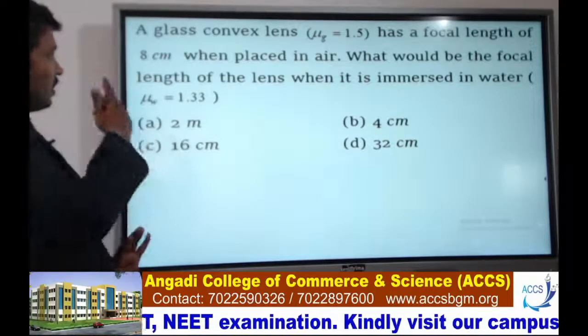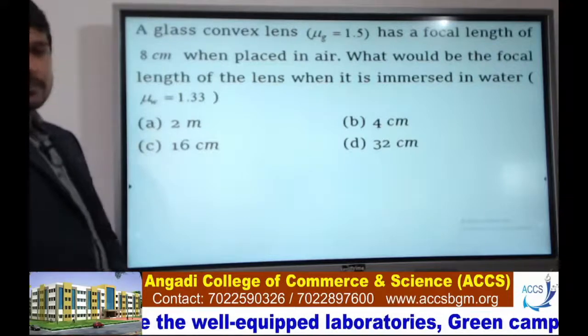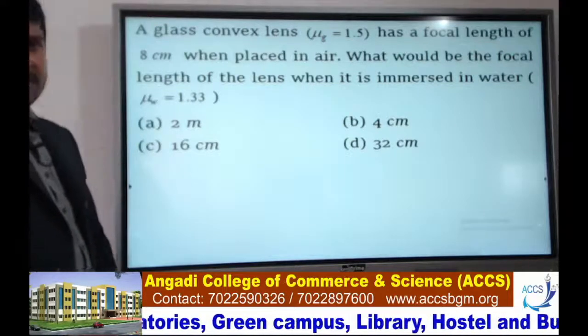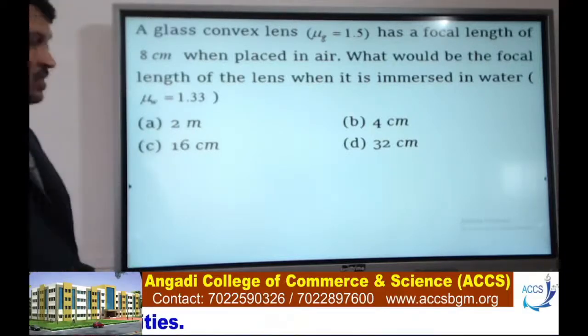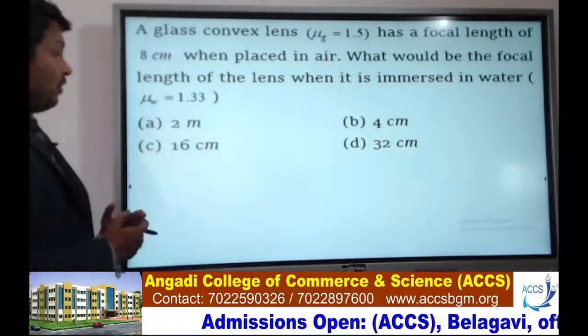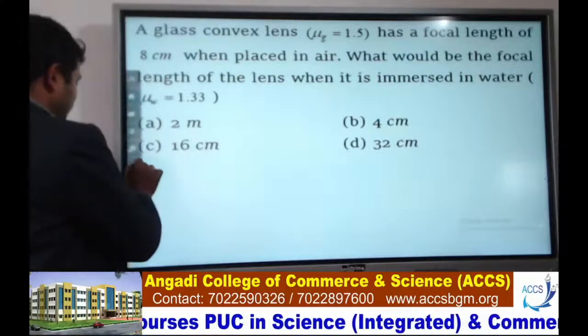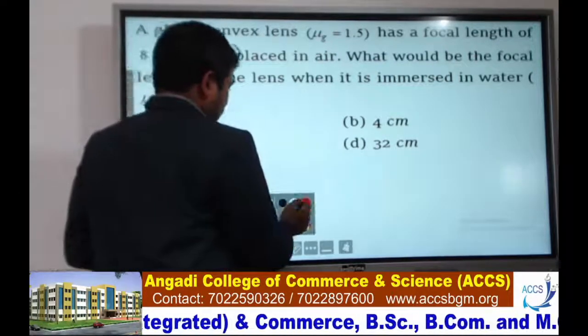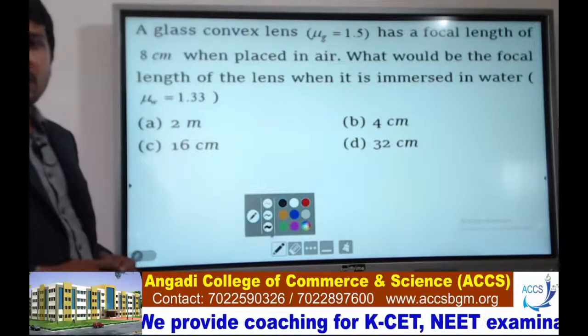First, the convex lens is placed in the air medium. Yes or no? Another one is immersed in water. What is the focal length of the second one they are asking? Here we know that focal length and refractive index are related.